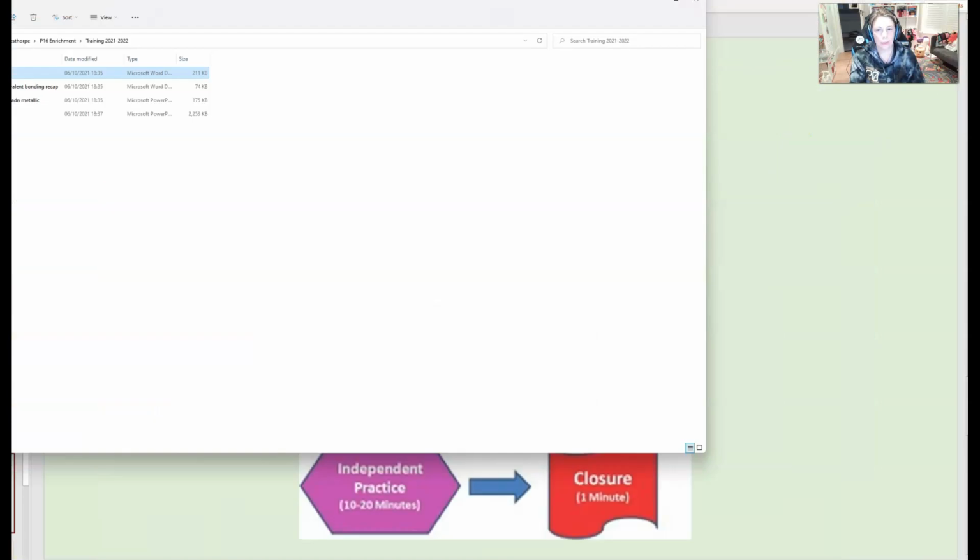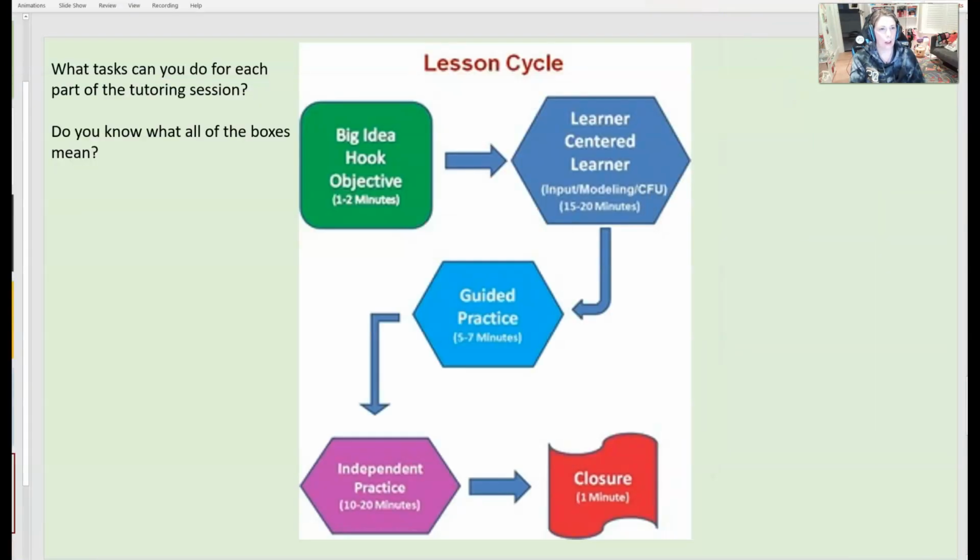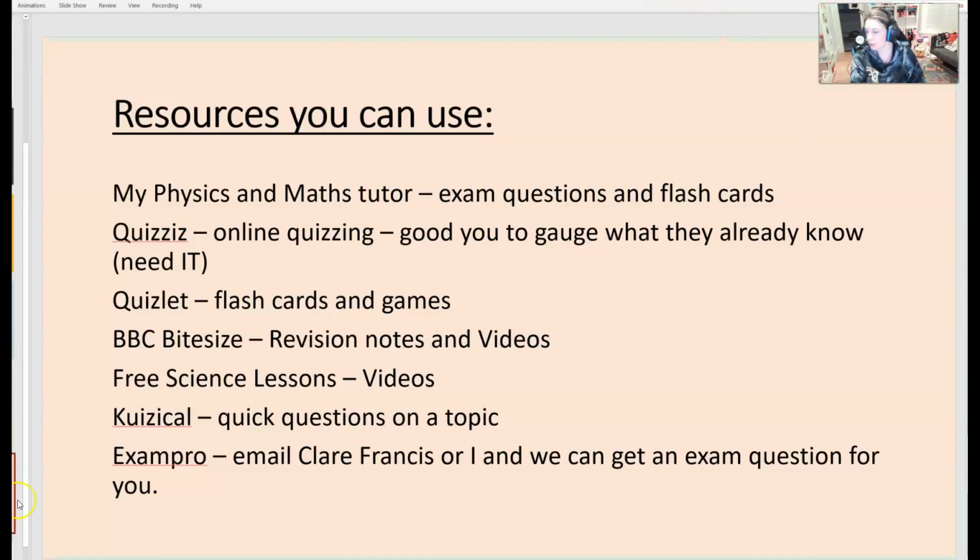Okay, so these are some of the resources. Obviously, as a teacher, I've got lots of resources, but these are some of the resources you could use in your session. So there's My Physics and Maths Tutor with exam questions and flashcards. There's Quizzes, which is online quizzing. If you wanted to use a computer room, there's one next to Science, so you're more than welcome to use that. Just let us know. There's Quizlet, which again is flashcards and games for IT. You can get information from BBC Bitesize. They've got revision notes and videos, so again you can use the IT room if you want. There's free science lesson videos too.